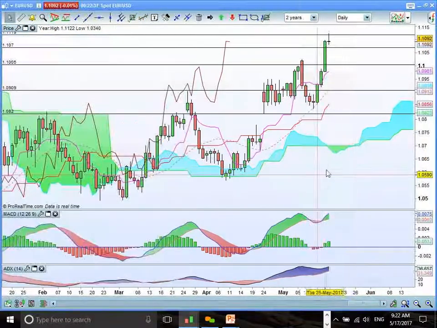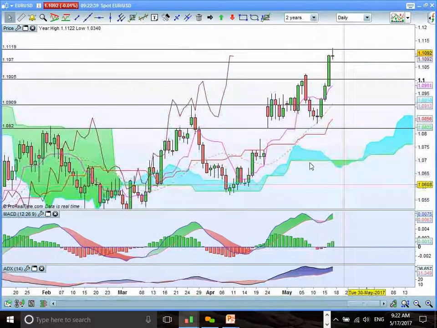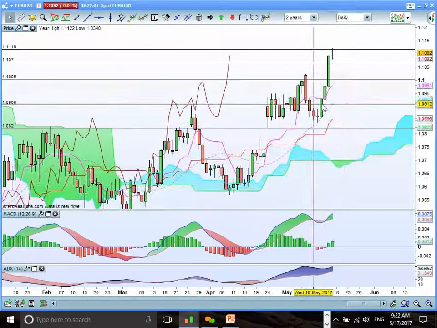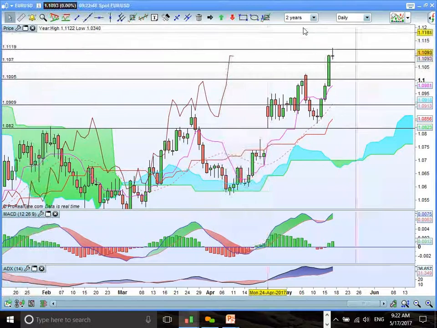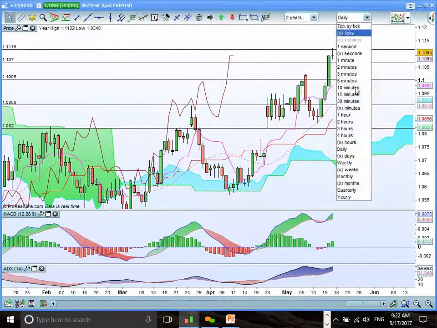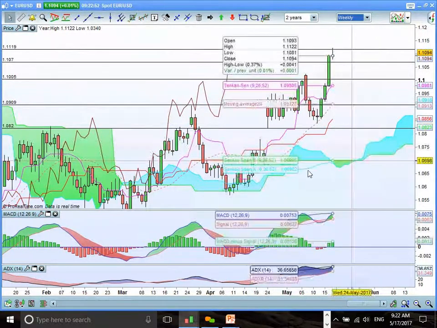The Euro US dollar, wow, what a nice little rally. Bit of whiplash here with a MACD sell and then a MACD buy again. We are fighting a resistance here at 110 and 111. And if we go to the weekly chart, we'll see where that comes from.